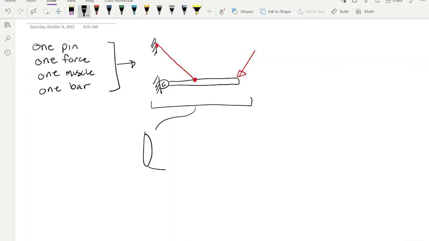Say like the elbow, right? Let's say the elbow. This is your hand. You've got some weight. Let's say your shoulder is fixed to your body, right? This elbow, we can describe as a pin in 2D. And we can describe this force as just a force acting in 2D, right? Some vector.